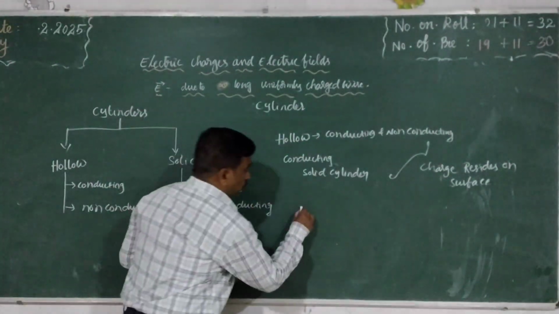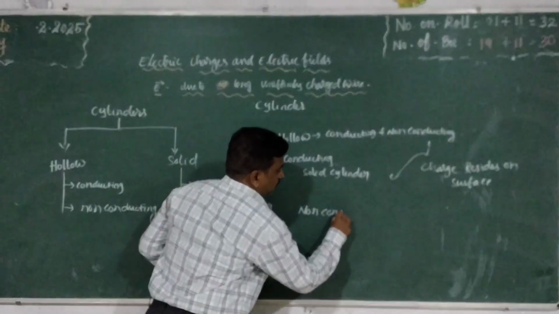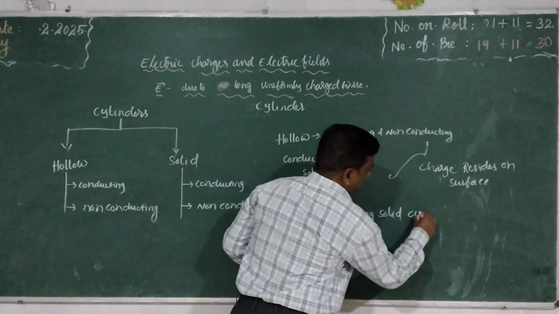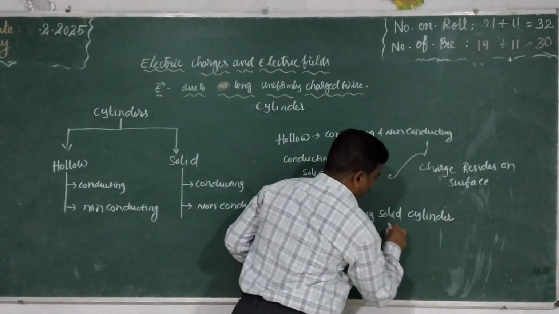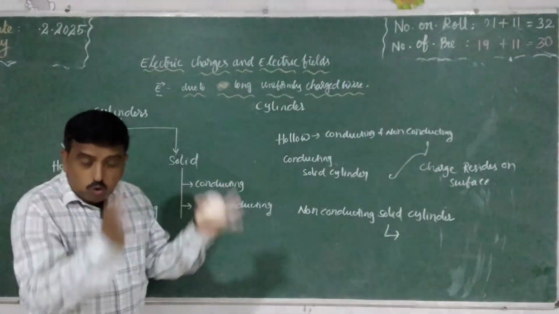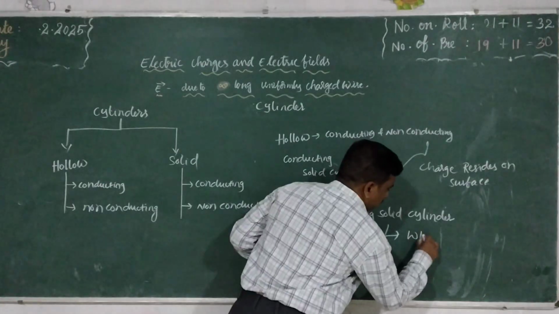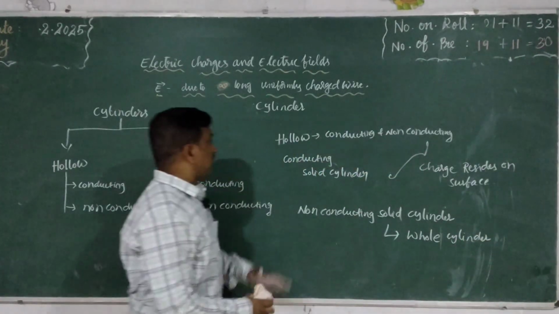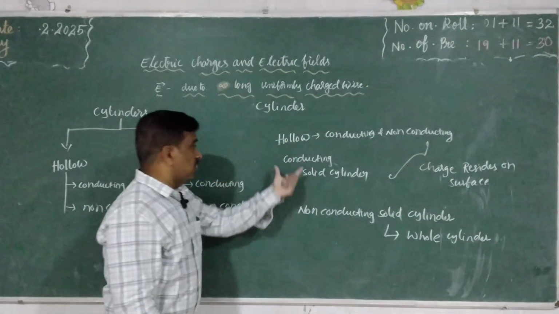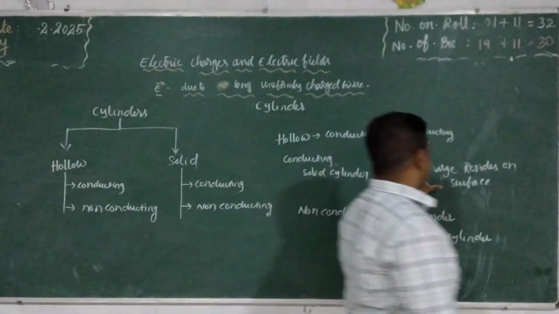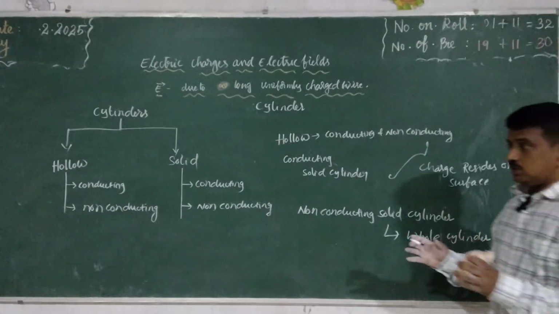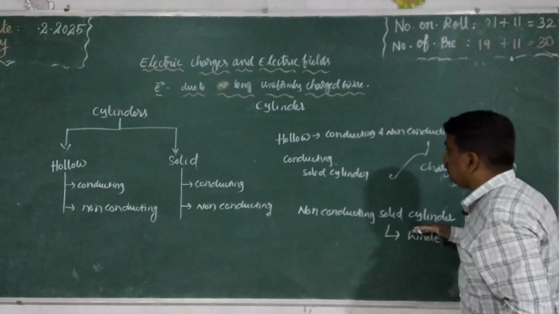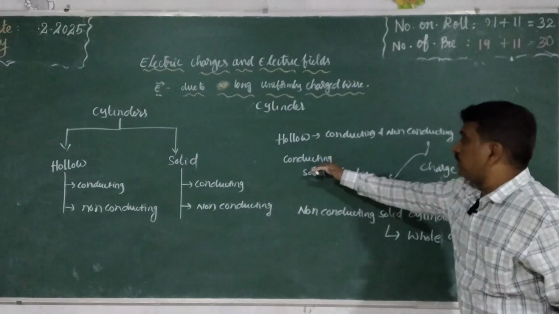For example, in a non-conducting solid cylinder, the charge is distributed over the whole cylinder. But in the case of hollow conducting, hollow non-conducting, and conducting solid cylinders, the charge resides on the surface of the cylinder. Whatever the charge is there, it reaches the surface of the cylinder. So that is the difference between the non-conducting solid cylinder and the hollow conducting, hollow non-conducting, and conducting solid cylinders.